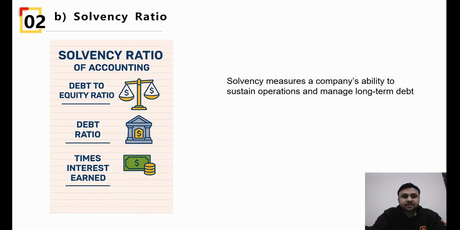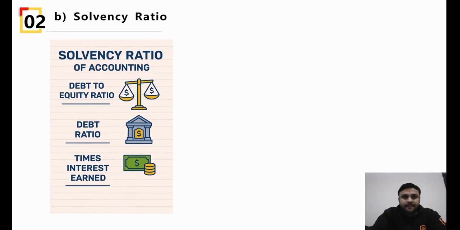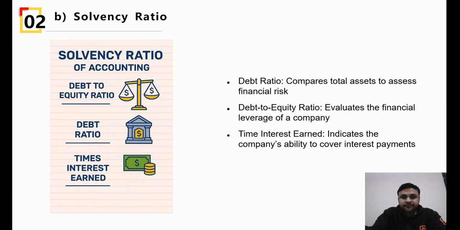After that, I'm going to talk about solvency ratios. Solvency ratios examine a company's ability to sustain operations and manage long-term debt. There are three ratios: debt ratio, debt to equity ratio, and times interest earned. First, the debt ratio compares total debt to total assets to assess financial risk. The debt to equity ratio evaluates the financial leverage of a company, whereas times interest earned indicates the company's ability to cover interest payments.